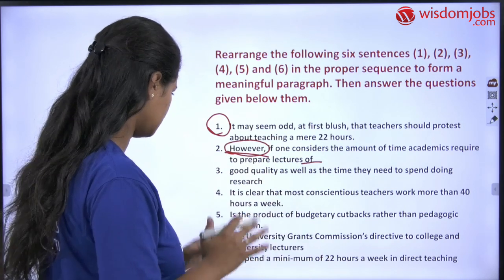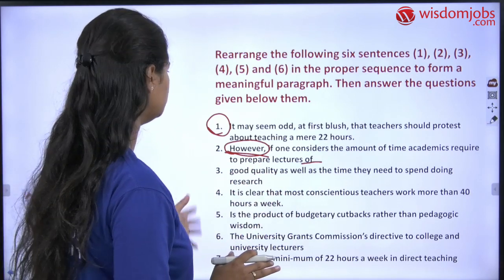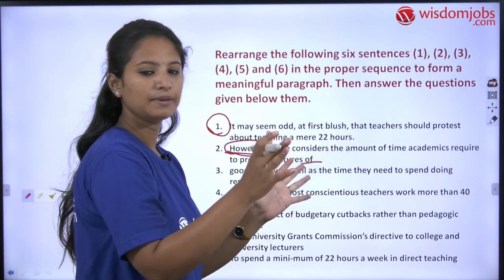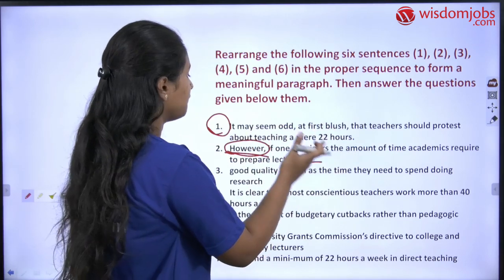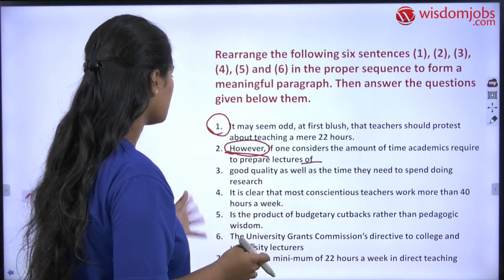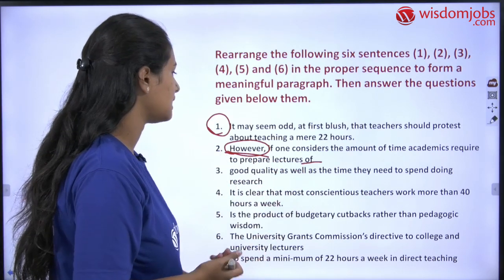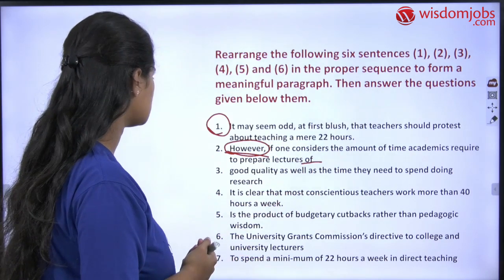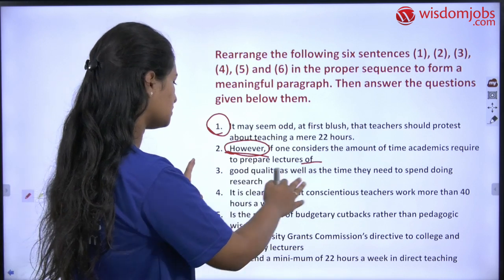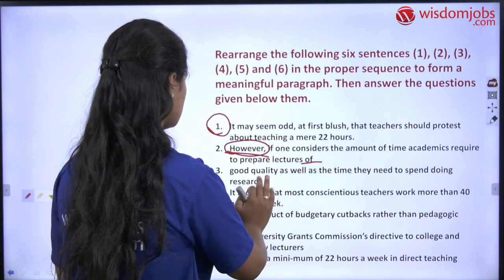Then let's go according to it. Now let us see the first sentence. This first sentence is a complete sentence. It may seem odd at first blush that teachers should protest about teaching a mere 22 hours. However, if one considers the amount of time academics require to prepare lectures of good quality, it is clear that most conscientious teachers work more than 40 hours a week.